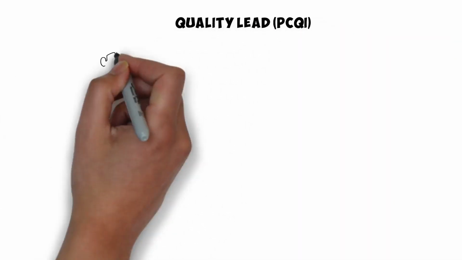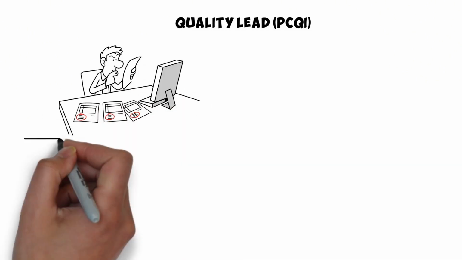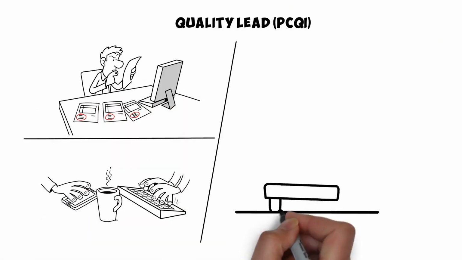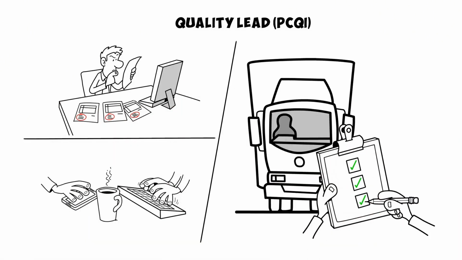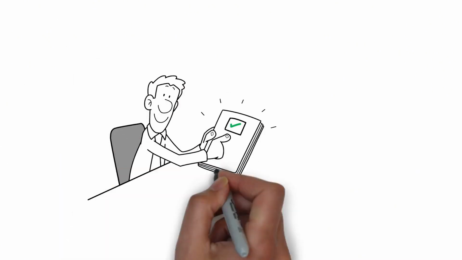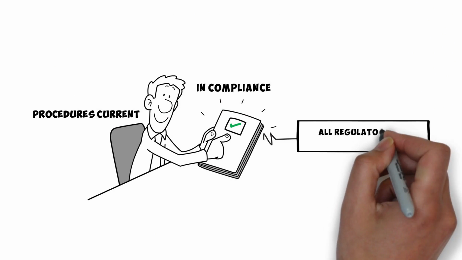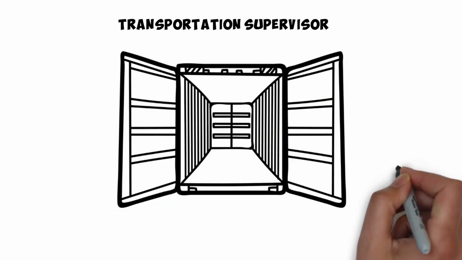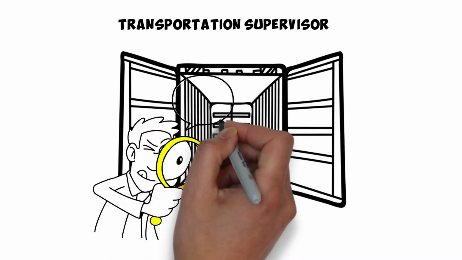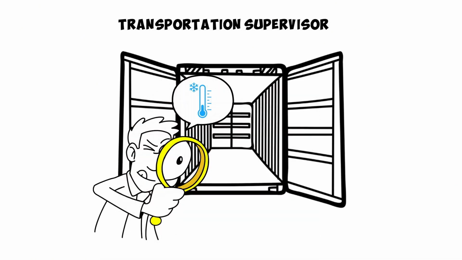Quality lead PCQI. The quality lead conducts audits, provides feedback, and ensures any non-conformance is corrected. They are also responsible for keeping procedures current and in compliance with all regulatory and customer requirements. Transportation supervisor. This role oversees container pre-cooling and ensures containers are ready for loading.